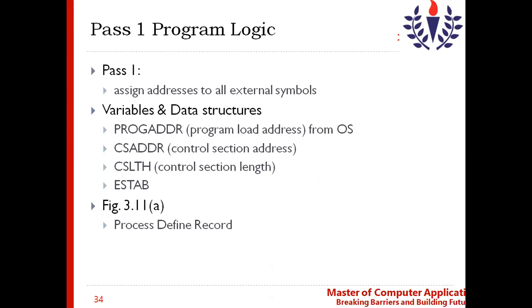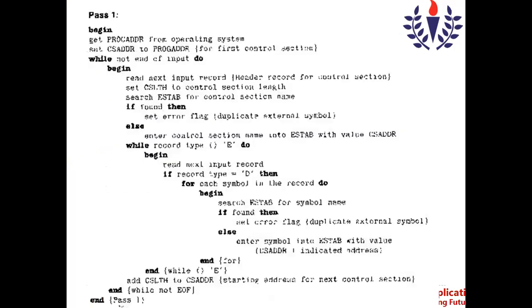As I already told you, pass 1 is going to process the define record. So this is the logic behind pass 1. Now we'll see the algorithm used for pass 1. So this is the algorithm for pass 1.